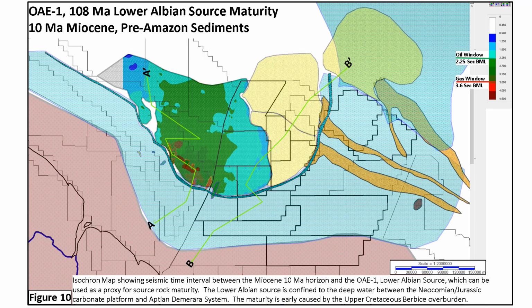The next map shows a similar maturity map, with 2.25 seconds below mudline and 3.6 seconds below mudline for the gas window, for the pre-Amazon sediments on the lower Albian source rock. So this is the maturity of the lower Albian OAE1 source rock prior to the Amazon sediments. This maturity would onset at the top of the Cretaceous and be generating hydrocarbons for 40 or 50 million years.